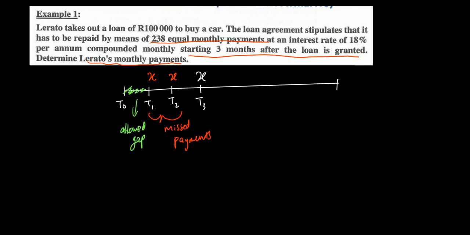What we know is that when we're using the present value formula, a 1 month gap is allowed before you can start making a payment. But now Lerato didn't make a payment on T1, she didn't make a payment on T2, so these two are called the missed payments. She only started paying on T3.